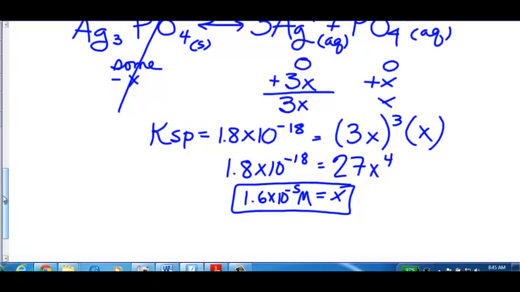So there have been some questions about how you take the fourth root of something. There are multiple ways. One of the ways you could do is after you take 1.8 times 10 to the negative 18th and divide it by 27, you get like 6 times 10 to the negative 20th or something like that, right? Okay. You can take the fourth root of that.